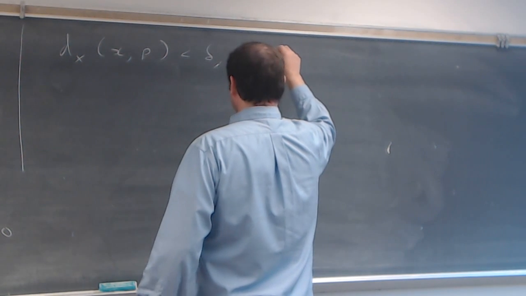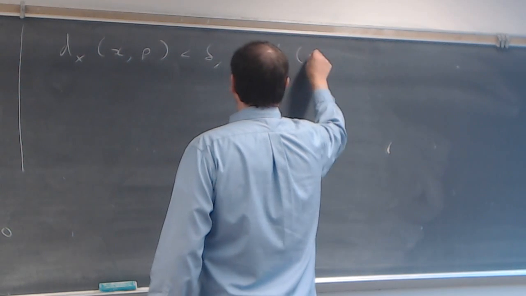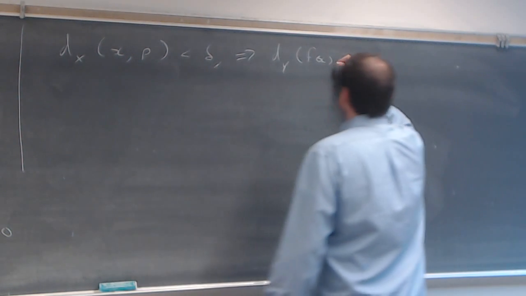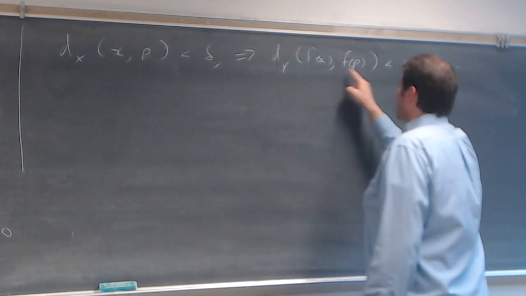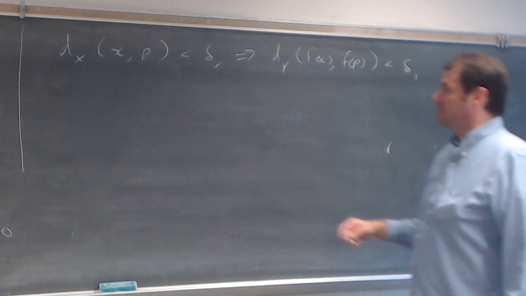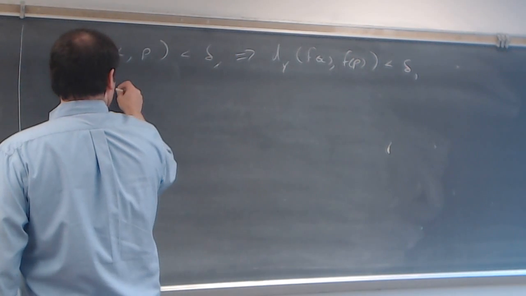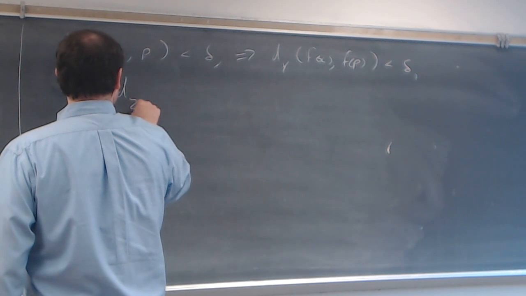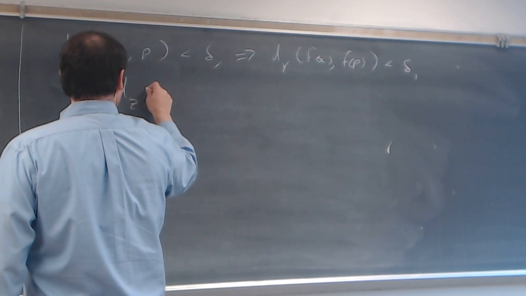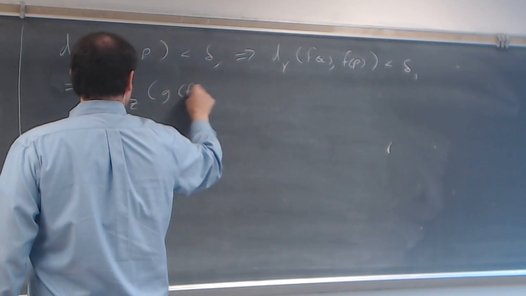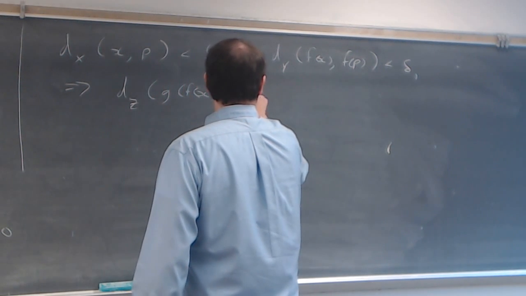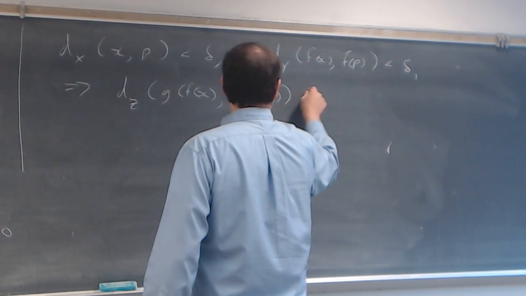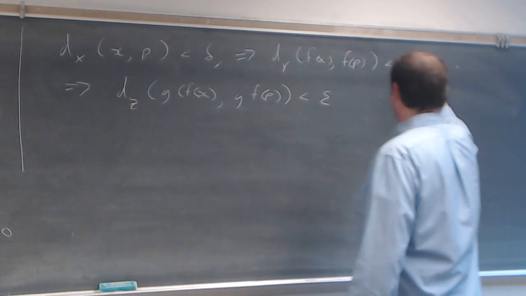This would imply that the distance in y between f of x and f of p will be less than delta sub 1. But those are input values for g, so that implies that the distance in z between g of f of x and g of f of p will be less than epsilon, that's delta sub 1 there.